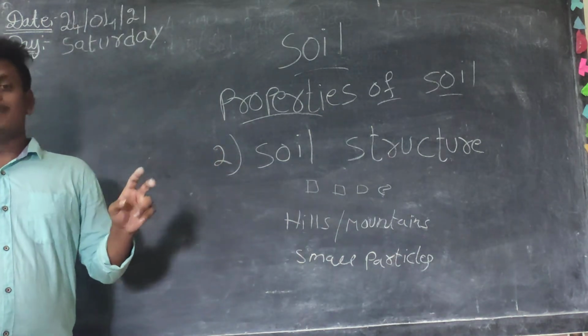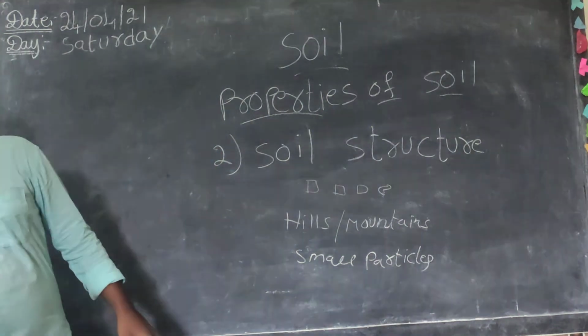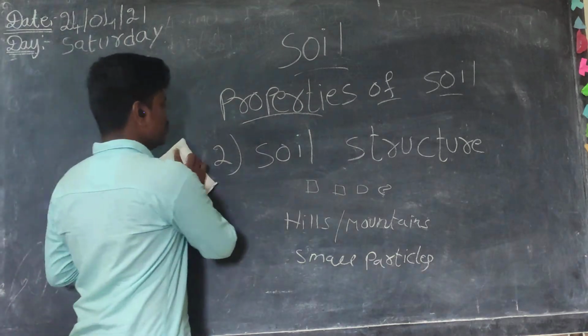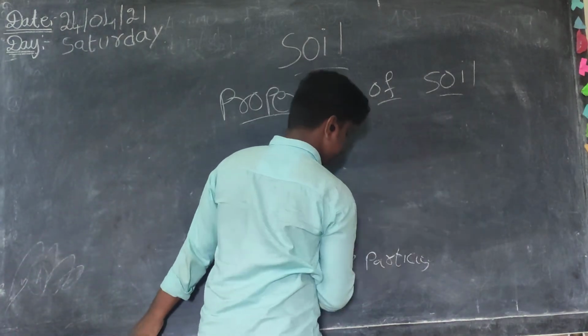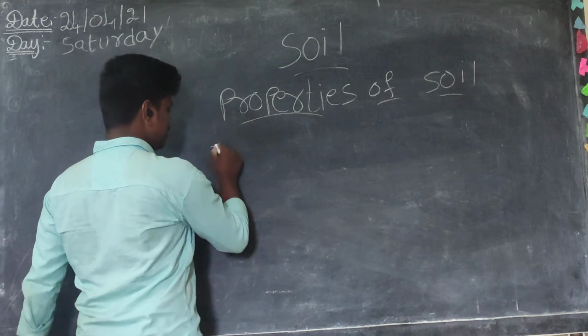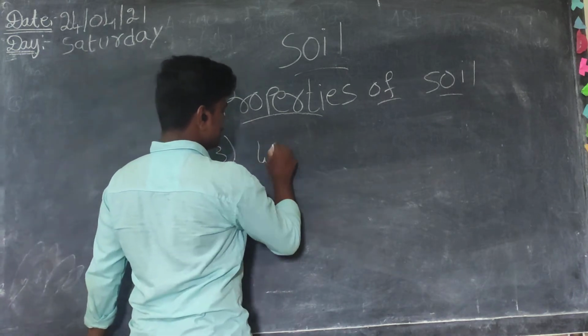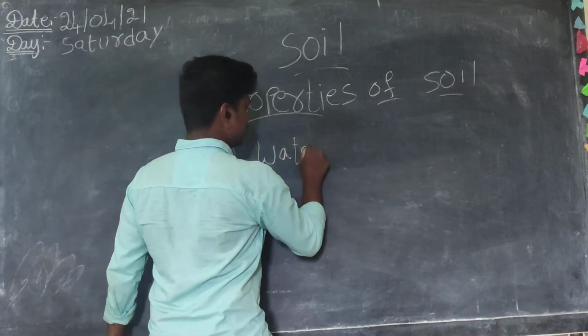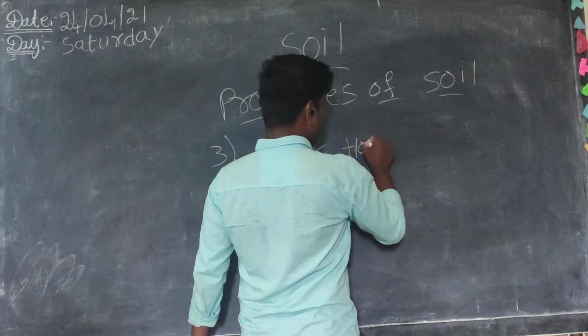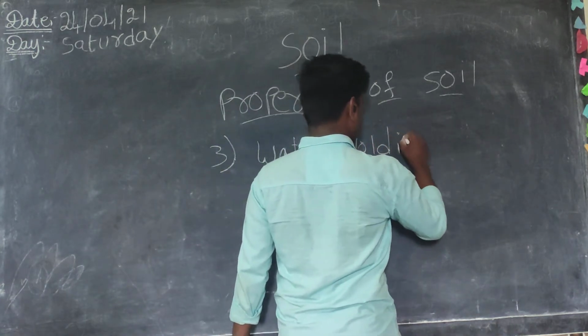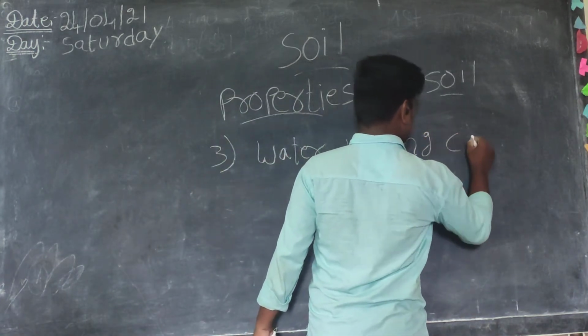That is the second property of soils. Next, what is the third property? What is the third one, children? The third one is water holding capacity.